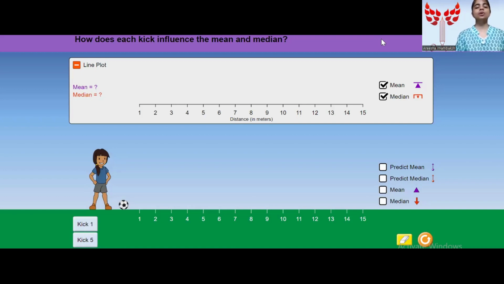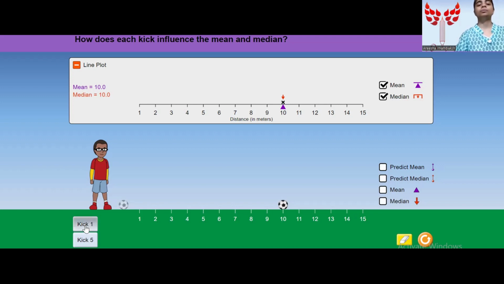Okay, now as you can see over here, we have used a simulation to explain the difference, and how the mean and median act with different values. So let's kick one ball and see what happens. As soon as we kick this ball, it goes to the value 10. Since there is only one value, 10 divided by 1, your mean would be 10. And there is only one middle value, which is 10. So at this point, since there is one value, the mean and median are the same.